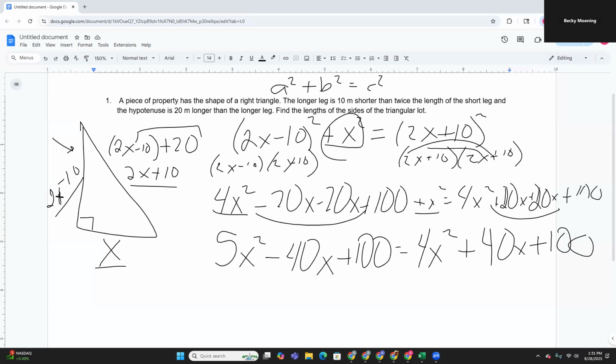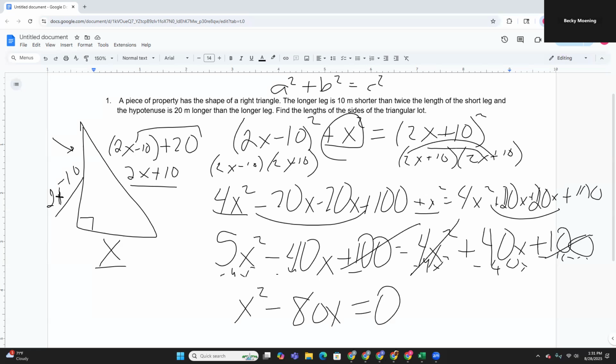And now we want to get everything to one side. So remember, when we are dealing with quadratics, we want this to be equal to 0. So I'm going to subtract 4x squared from both sides. So 5x squared minus 4x squared gives me a positive x squared. If I subtract 40x from both sides, that gives me a minus 80x. And if I subtract 100 from both sides, they go away. And I am left with just x squared minus 80x.